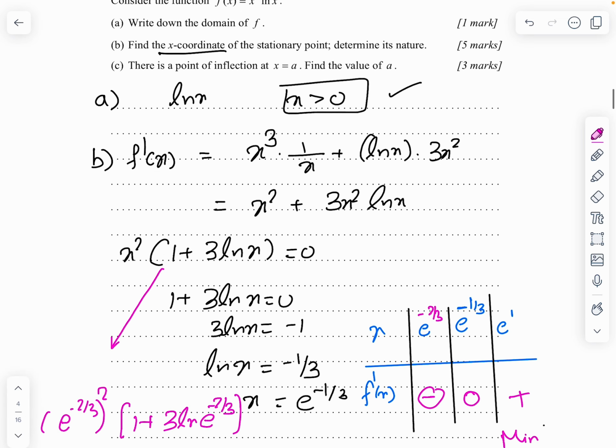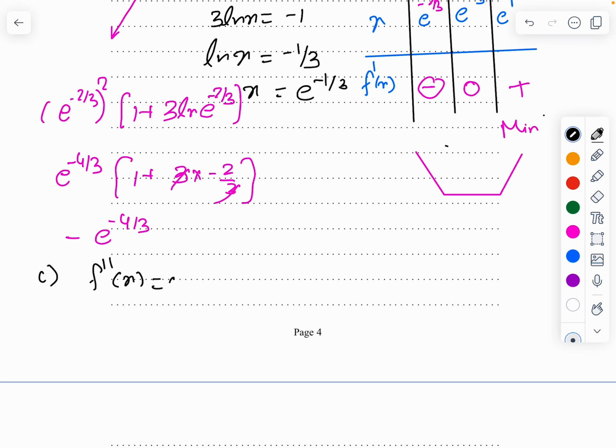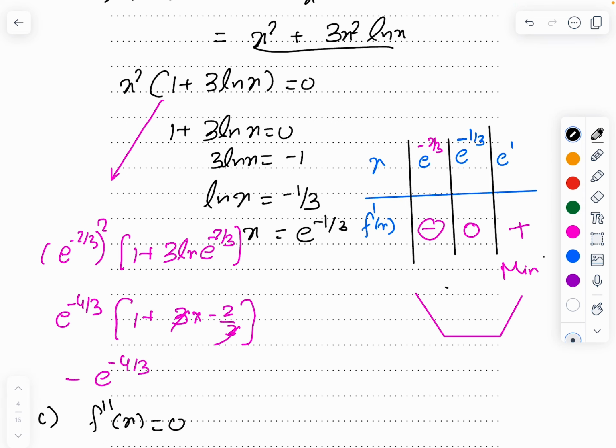Then there is a point of inflection at x equals a. Find the value of a. What is a point of inflection? Point of inflection means the second derivative should be equal to 0. So find the second derivative and equate to 0. The second derivative: x square derivative is 2x, plus 3x square ln x, derivative is 1 upon x times 3x square plus ln x times the derivative of 3x square, which is 6x.